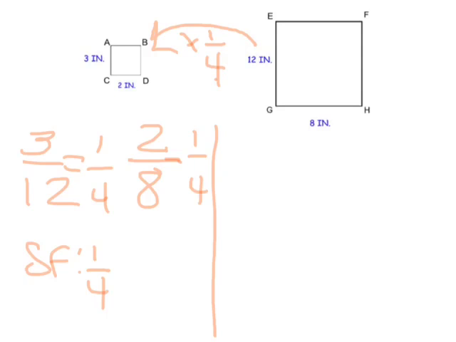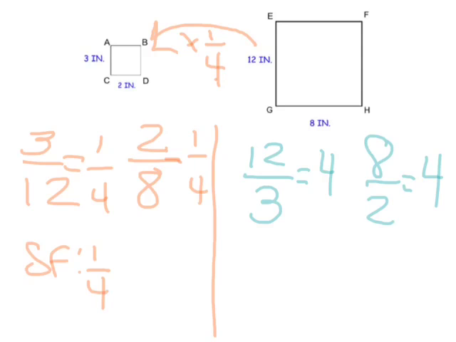If I were going to look in the other direction, I would do the larger over the smaller. 12 over 3 is going to give me the whole number 4, and 8 over 2 is going to give me the whole number 4. Either one works. Again, you don't have to do them both. And that's what do I multiply the smaller lengths by to get the corresponding length in the larger rectangle, times 4. So in this case, the scale factor is 4.